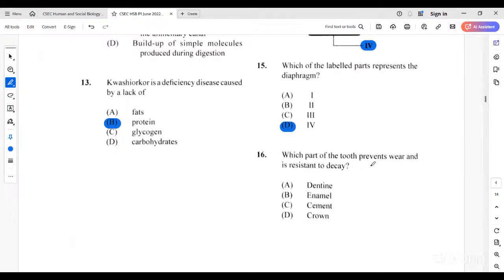Which part of the tooth prevents wear and is resistant to decay? You want the part that is the hardest, the part that you hope will take the longest to break down once you keep it clean. Even when you bury persons, some of their teeth are some of the last to break down. So we have dentine, enamel, cement, crown. The crown is the part of the tooth that is showing. The cement holds the tooth in place in the gum. The enamel is what you see when you smile, and the dentine is under the enamel. So the part resistant to decay is the enamel.